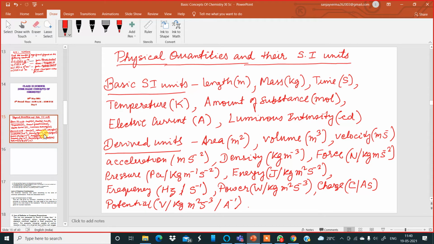So these are the units which come under derived units. When you talk about physical quantities, always keep in mind these two things: one is basic or fundamental units, another is derived units. These are the examples which you should be able to classify when they are mixed together. Am I clear, boys?